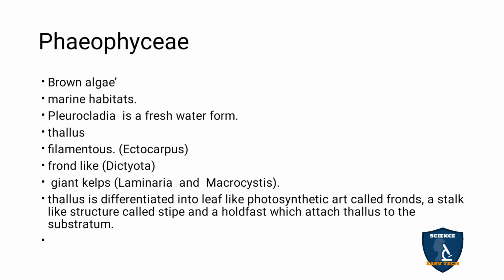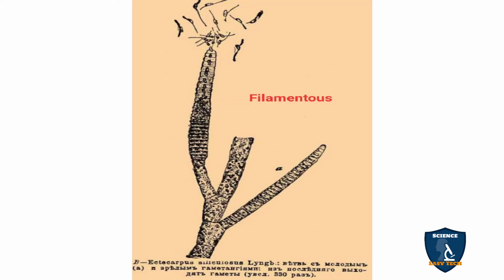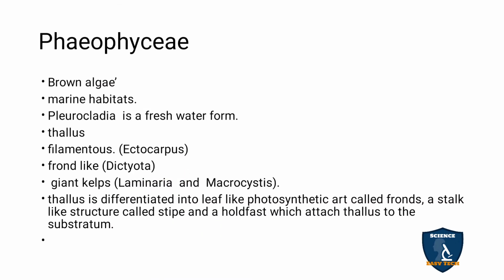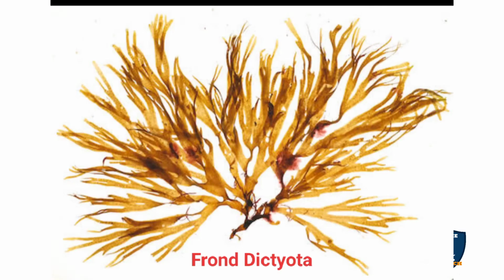Phaeophyceae is brown algae, with marine habitats. They are mostly marine. Few are freshwater forms, that is Pleurocladia. Thallus is filamentous, as in Ectocarpus. Filamentous means a ribbon-like structure. It is called Ectocarpus. And frond-like, Dictyota. This is a frond. Frond is fern-like. So Dictyota.